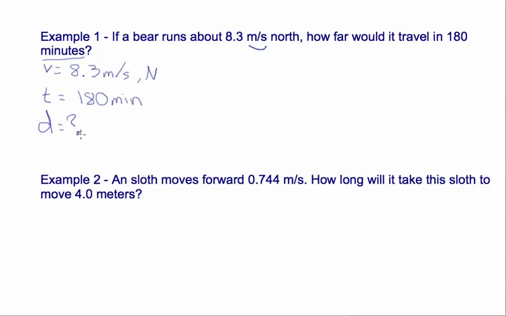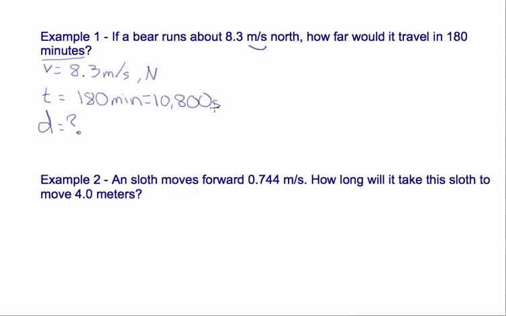The next thing you should do is check your units. This has meters and seconds, and this has minutes. You're going to have to convert this into seconds. You should probably know that 1 minute has 60 seconds. So if we multiply this 180 minutes times 60 seconds, we'll get 10,800 seconds. And it's important to do this so that your units cancel out correctly and you'll get meters for your distance.